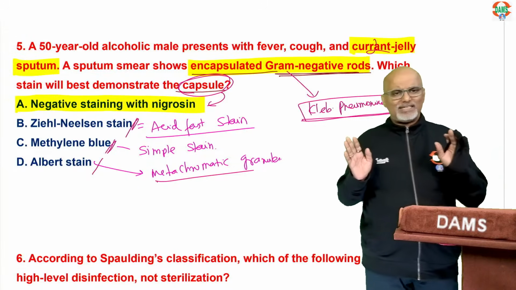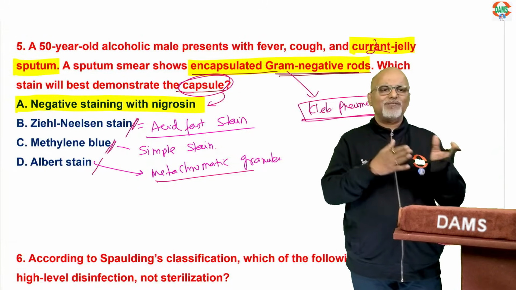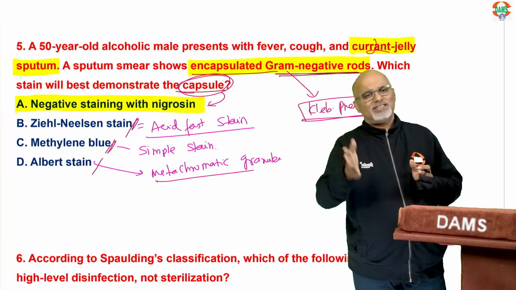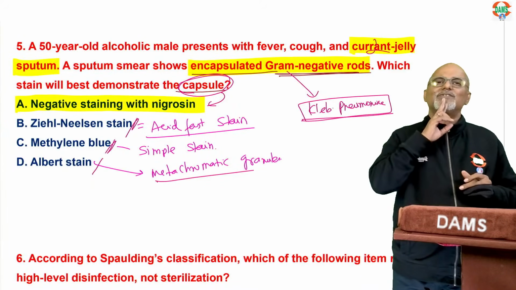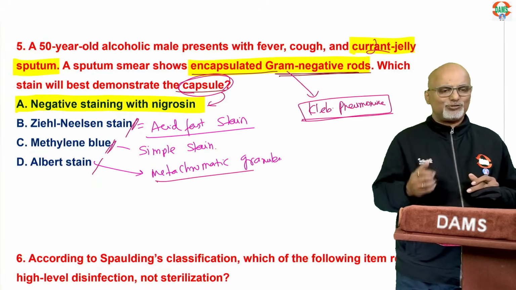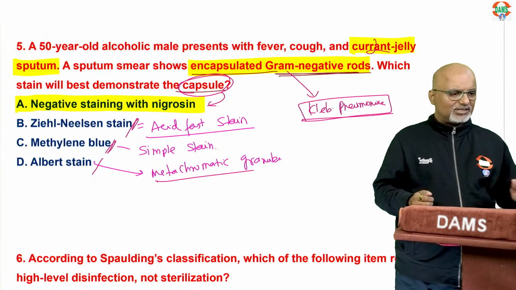Ultimately, you should get the correct answer, but the path may be different. One kid goes direct, another kid will eliminate. Another kid, with 50% probability, can choose some way. Try to get the correct answer.